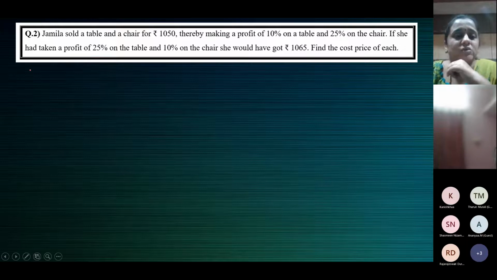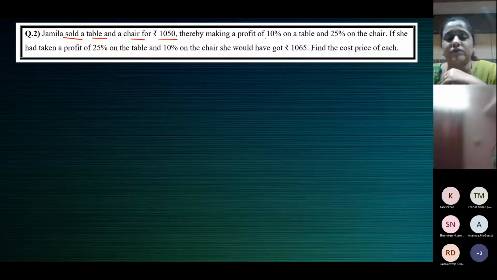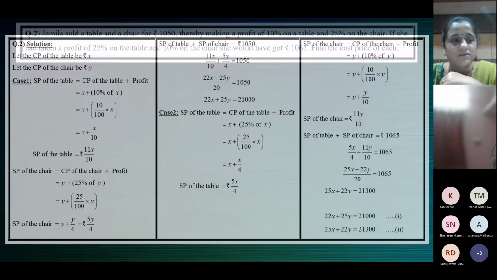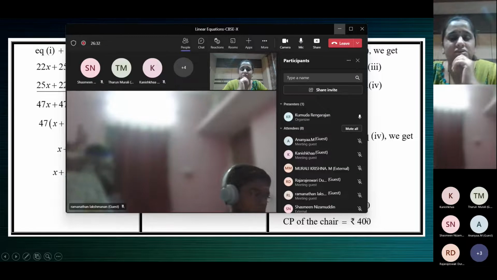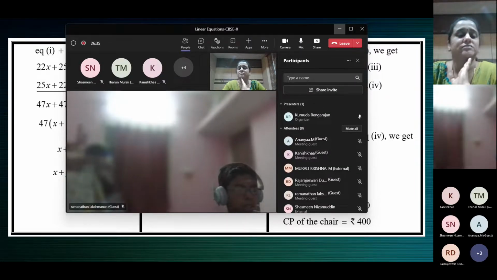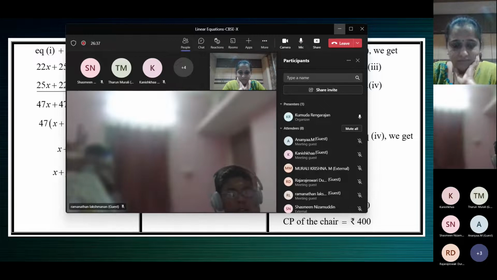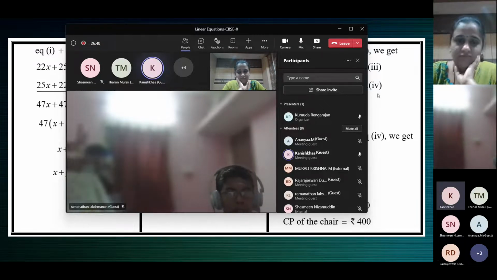So here, Jamila sold a table and a chair for 1,050, thereby making a profit of 10% on the table. Didn't I say that we have to use a special method here? No problem, we can do it again, but you're sure, Kanishka, we didn't have the explanation completely? You said that we have to use a special method.